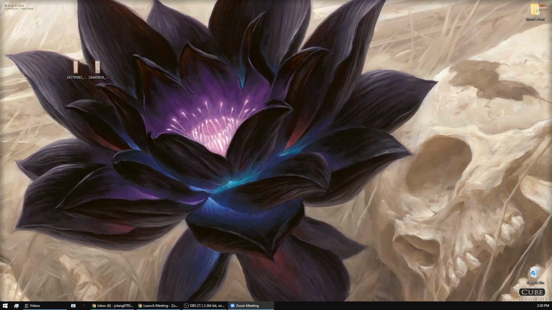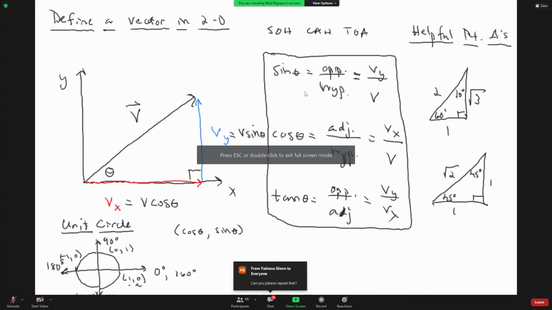So this is the cosine value, this is the sine value. So cosine of the angle.